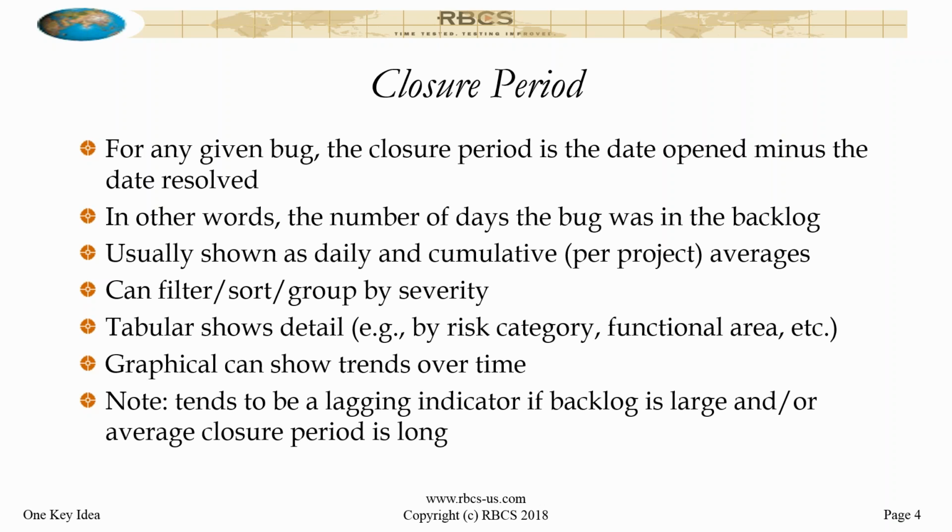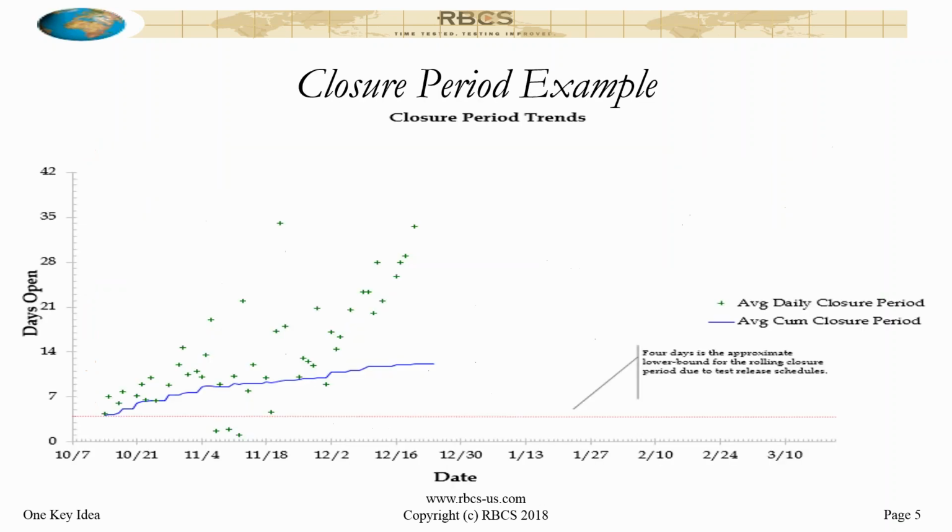So just to show you an example of that, this shows the average closure period daily and average cumulative closure period. And so the cumulative closure period here is the blue line, and then the dailies are the pluses. There are the green pluses.